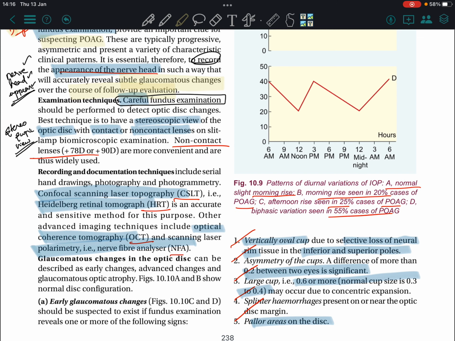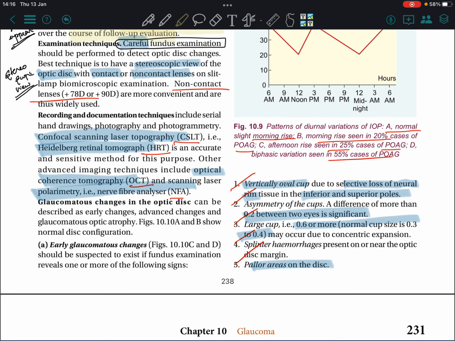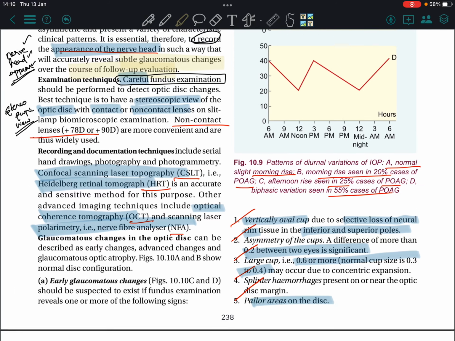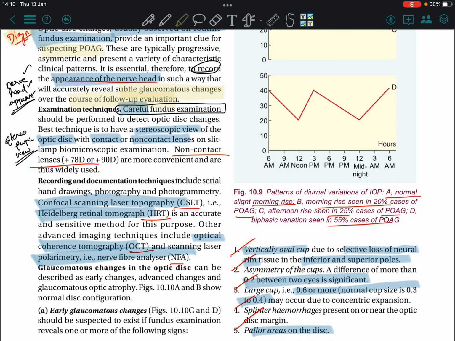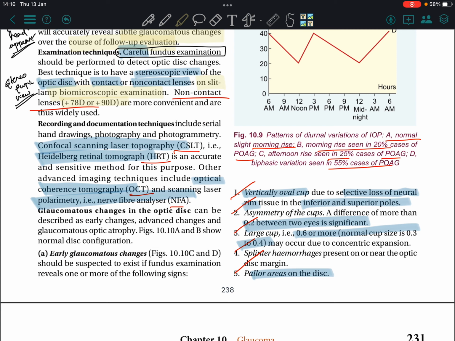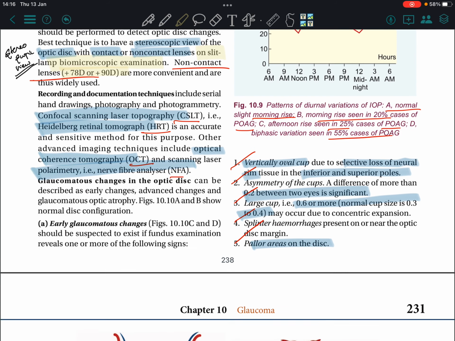Examination technique: careful fundus examination should be performed to detect optic disc changes. The best technique is to have a stereoscopic view of the optic disc with a contact or non-contact lens on slit lamp biomicroscope examination. Non-contact lenses are more convenient and are thus widely used. The power of non-contact lens used is 78D or 90D.